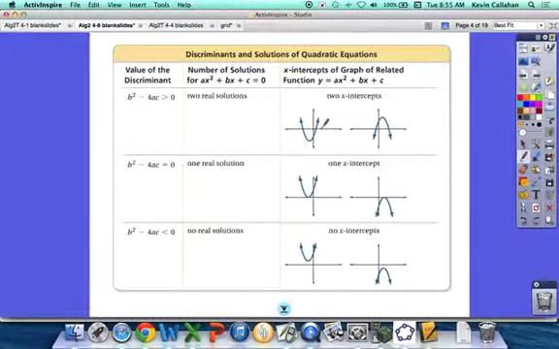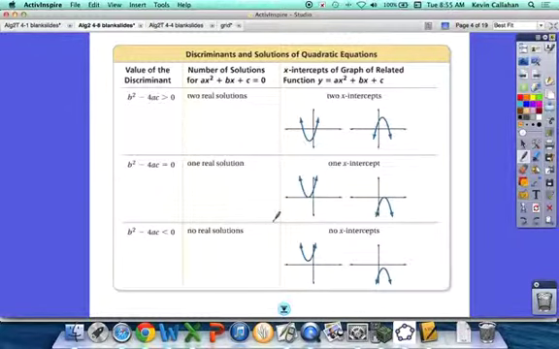This is the graph when you've got b squared minus 4ac greater than 0. It means it's going to cross in 2 places. That's why you get 2 answers. This is the graph when b squared minus 4ac is 0. It means that the graph just touches the x-axis and then goes back in the same direction. That's why there's only 1 solution. It's actually the same number twice.